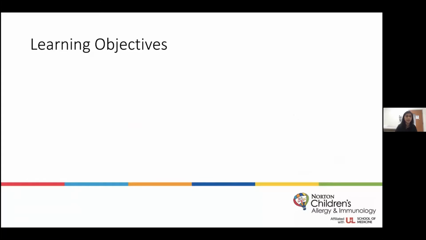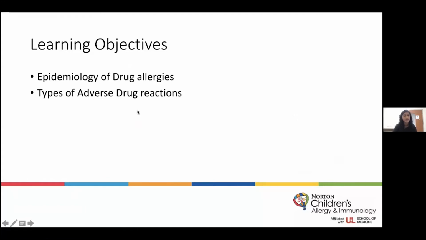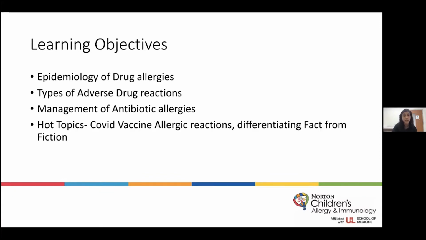Okay, so we're going to start with the epidemiology of drug allergies, and then we're going to discuss the public health burden of the same. We're going to discuss some newer definitions of adverse drug reactions that have come out at least in the last 5 years or so. We're going to talk about the management pertaining to antibiotic drug allergies, because this is what I most commonly see in the pediatric population. And then hot topics for this talk, which I know a lot of you are here for, are the COVID vaccine allergic reactions, what we know now, and how to differentiate between fact and fiction.